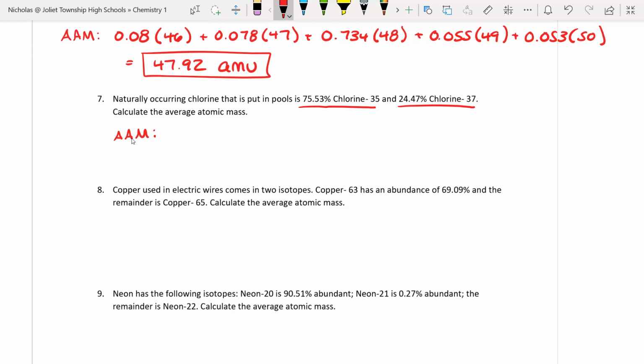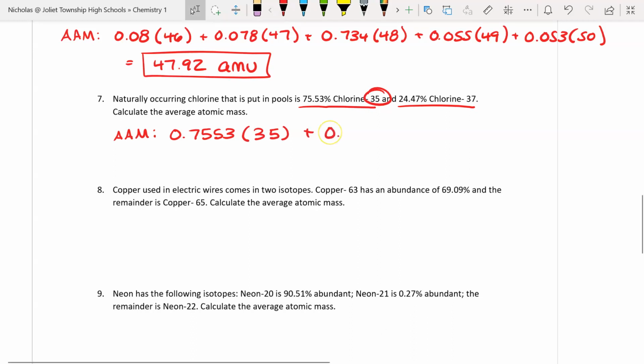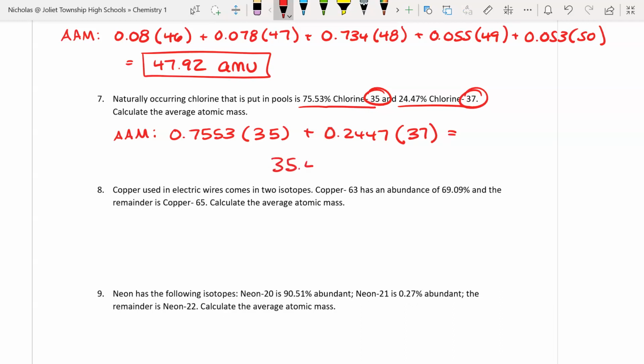So the first one, 75.53, can be written as 0.7553 multiplied by 35, which is our mass here. And then I'm going to add that to 0.2447. I'm going to multiply that by the 37, which is that other mass. And this gives me an average atomic mass of 35.49 AMU.